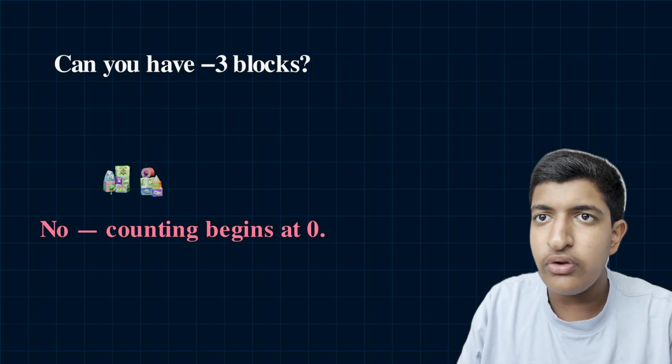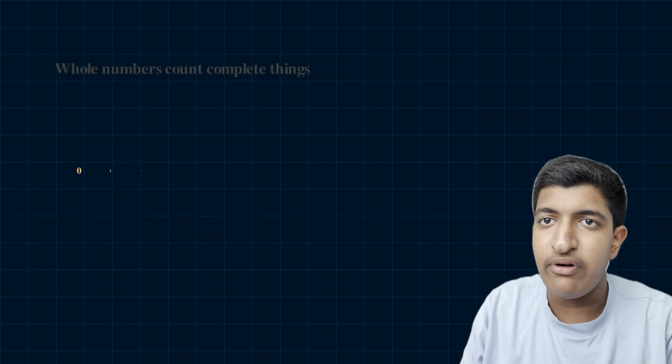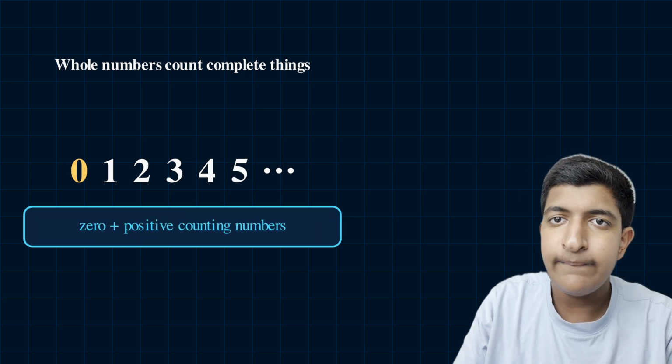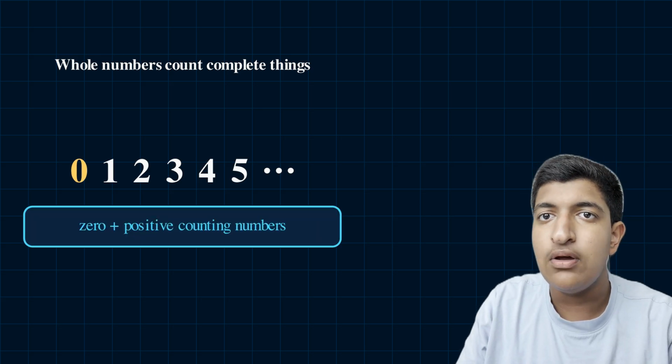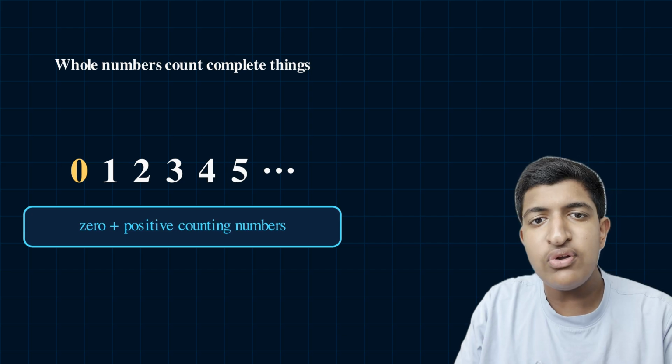Whole numbers are the numbers we use to count complete things. They begin at 0 and keep going forever. 0, 1, 2, 3, 4, 5, and so on. So here's the official idea. Whole numbers are 0 and all the positive counting numbers. Let's write a few examples.